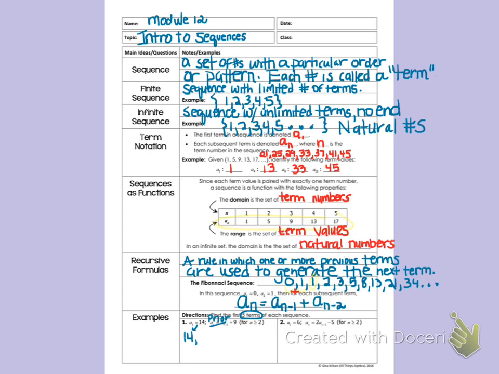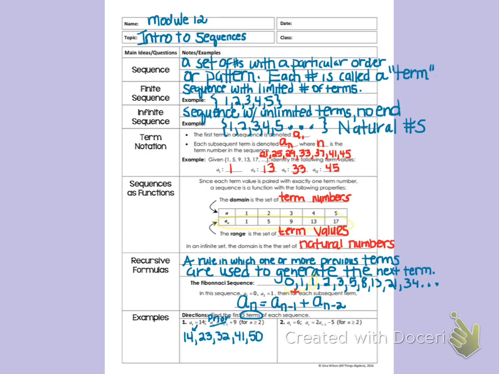So to get the next term, I would just have to add 9 to 14, which makes 23. I'd add 9 to 23 to get the next term, which is 32. I'd add 9 to the 32 to get 41. And they wanted 5 terms, so 1 more, add 9 again, I get 50.